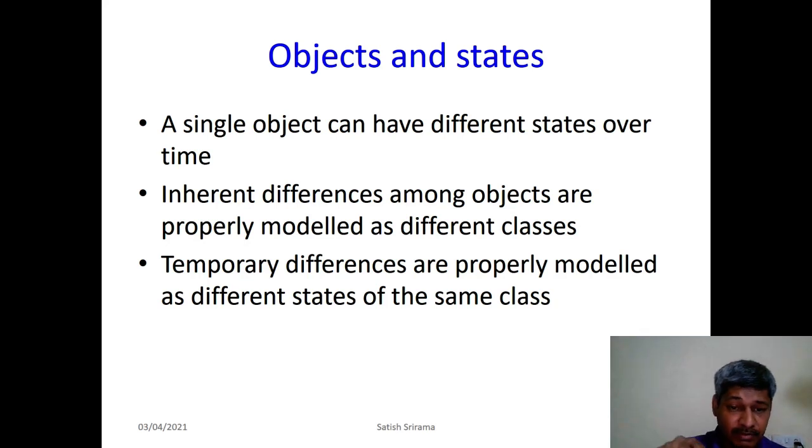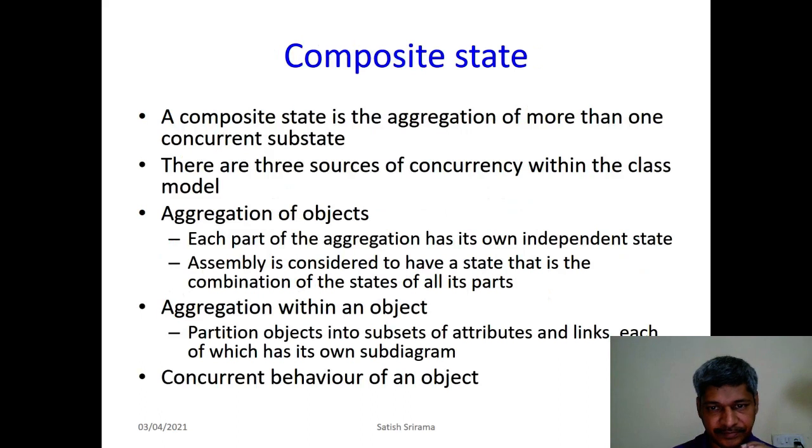But temporal differences are properly modeled as different states. Remember this one, of the same class. From the same class you have several objects, and these objects have certain differences over time. This is what is represented by the state model, and these are shown as states. Hope that is clear between the objects and the states.